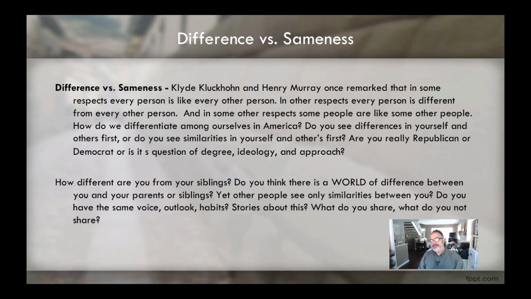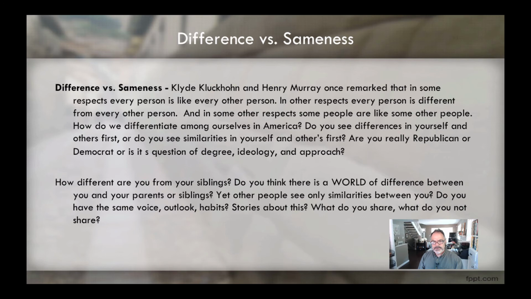I do have to make a bigger point about culture and difference before we go too far this semester. Clyde Kluckhohn and Henry Murray once remarked that in some respects every person is like every other person. In other respects, every person is different from every other person. In some respects, some people are like other people.